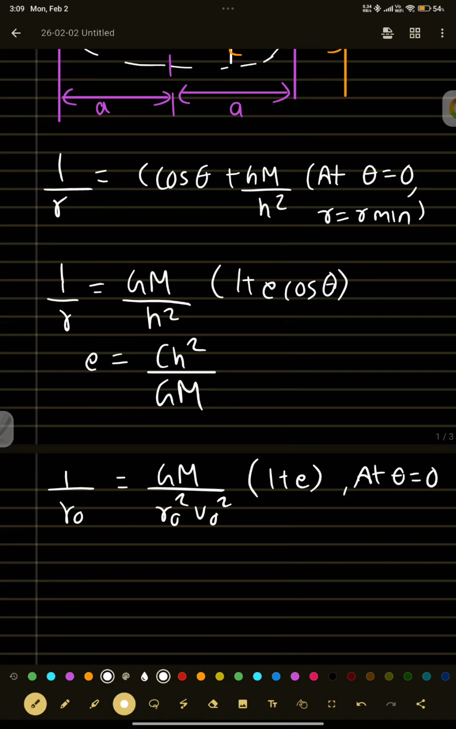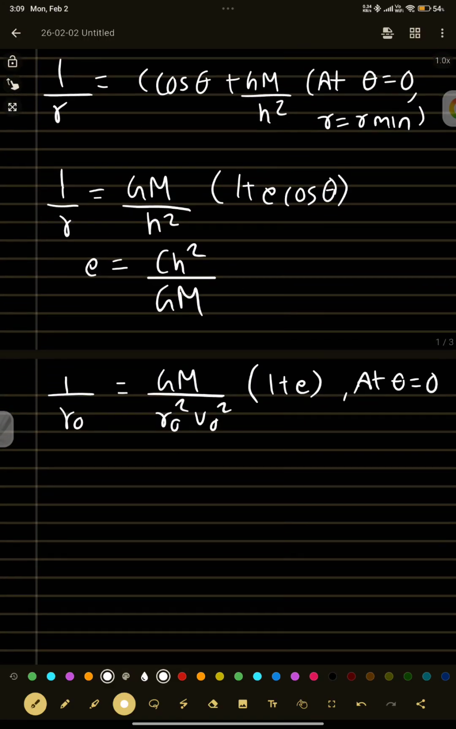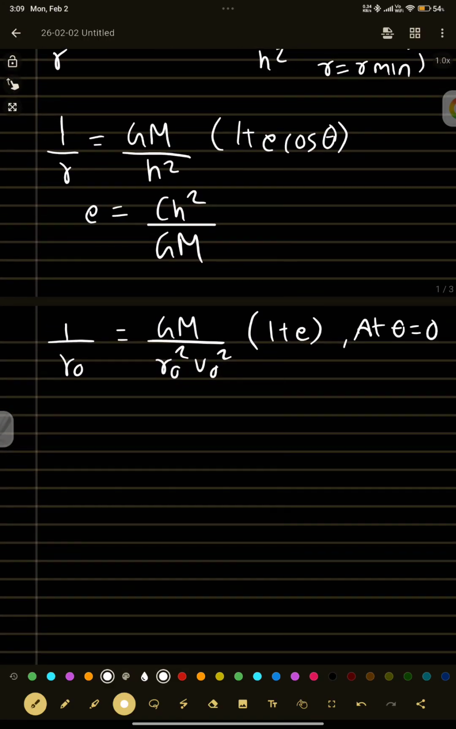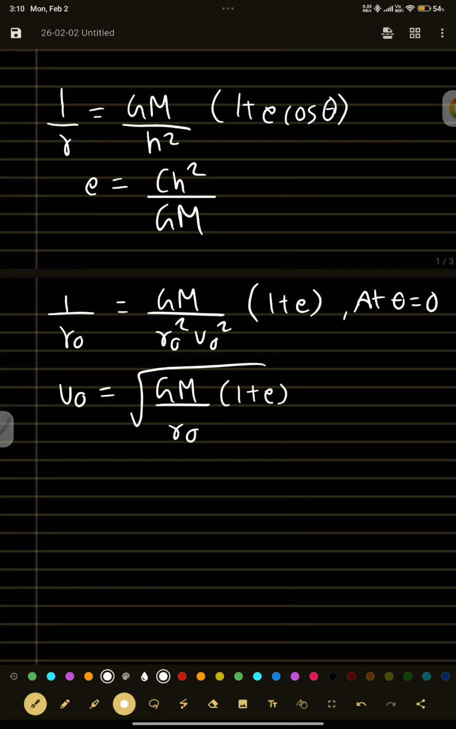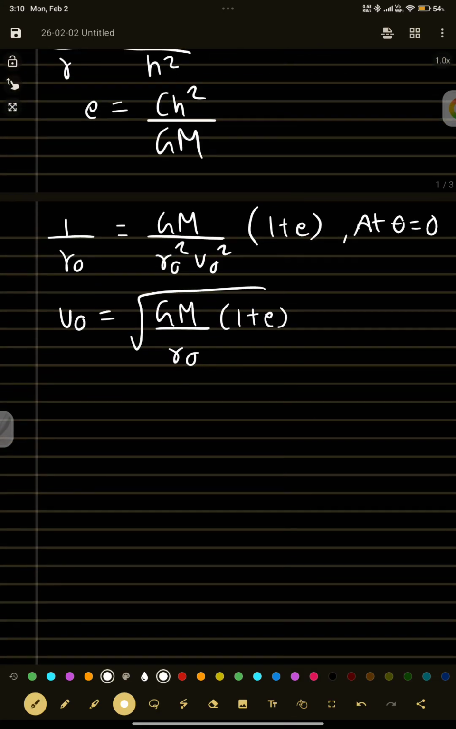So what is the V naught which you are looking for, it will be root of GM by r naught into 1 plus E. That's a very general expression. Then for parabola, what is E? 1. For parabola it is 1, so V naught you will get as root 2 GM by r naught, which is the escape velocity.